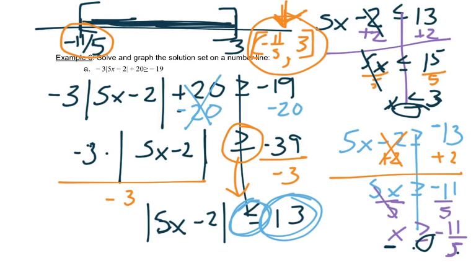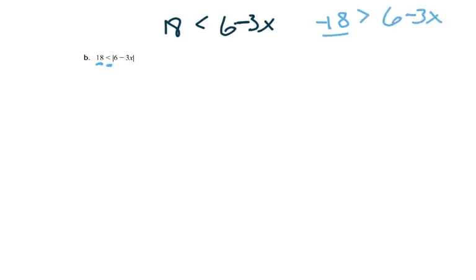Let's look at one more. So here, the absolute value part is already by itself. So we're going to write our two equations. So if 18 is less than 6 minus 3x. Remember, the first one we copied just without the absolute value signs. And the second one we changed two things. So we'd have negative 18 is greater than 6 minus 3x. We changed this and we changed this.